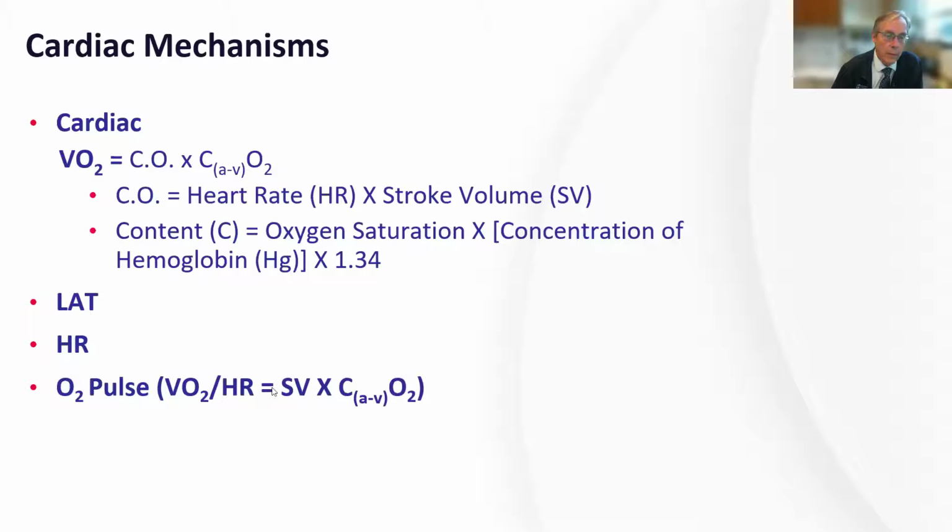And then remember the O2 pulse is actually trying to look at the stroke volume times the AVO2 content difference. So getting heart rate out of that equation, how much oxygen per beat is being provided. And that can be an abnormality of stroke volume or AV difference or both if it's abnormal.